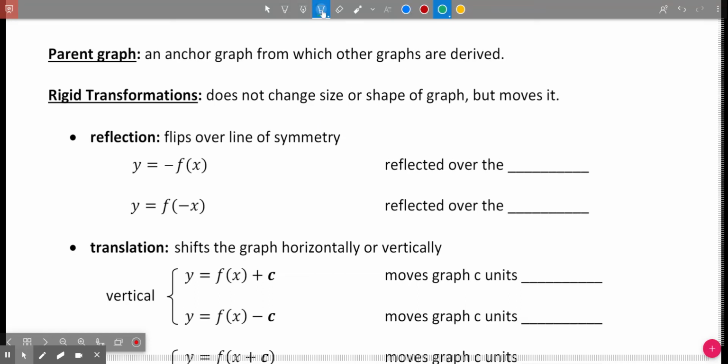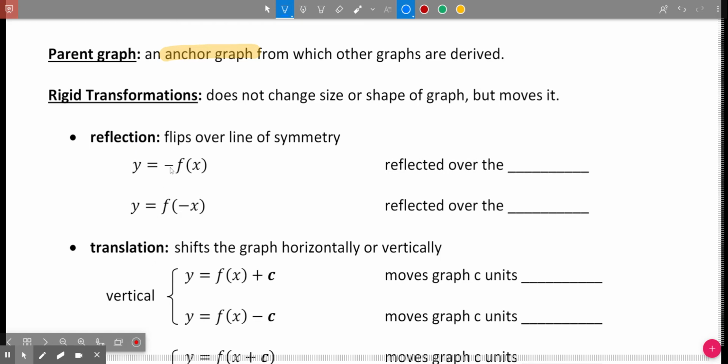From the parent functions, we get transformations. Transformations of functions rely on the parent graph, which is an anchor graph from which all other graphs are derived. You have two different types of transformations. You have rigid transformations. Rigid transformations do not change the size or shape of the graph. It only moves it. So there are two different types of rigid transformations: we have reflections and we have translations.